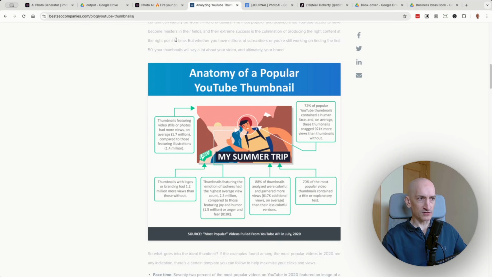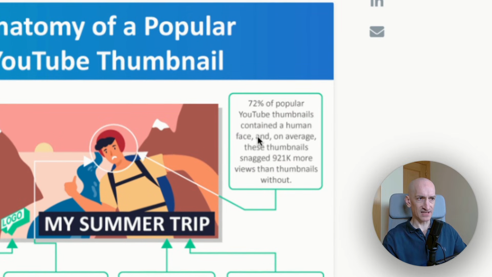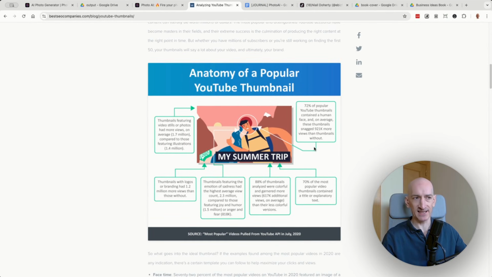Why is that important? Well, this article here kind of lays out how important a thumbnail is on a YouTube video. 72% of popular YouTube thumbnails contained a human face, and on average, these thumbnails snagged almost 1 million more views than thumbnails without. So having an expressive face in your YouTube thumbnails is supposed to help you get more clicks and views on your video.